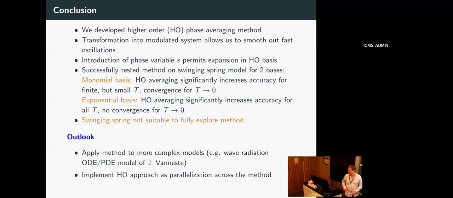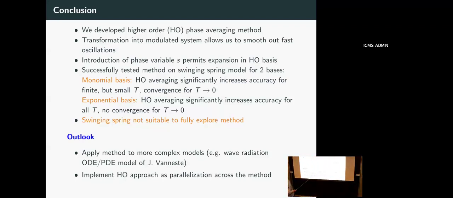So what we do next is that we need a model. Probably what we will try is this wave radiation mixture of an ODE and PDE. Vanest suggested this, which is a combination of an ODE and PDE, where we can work on this. And then, as I said, we want to implement a kind of parallelization across the method for what we have so far. With this, I thank you for your attention, and I'm happy to take questions.